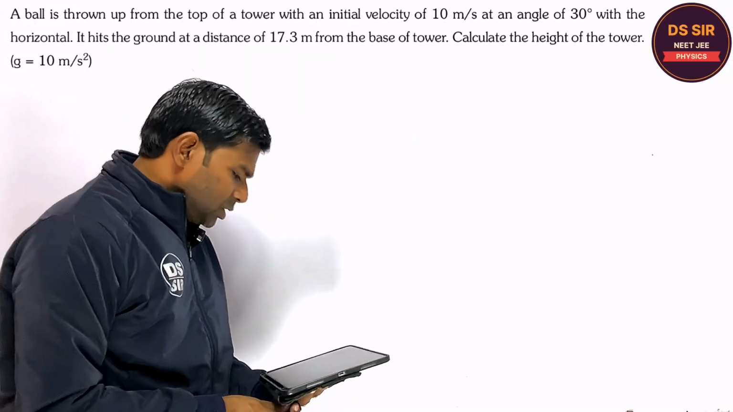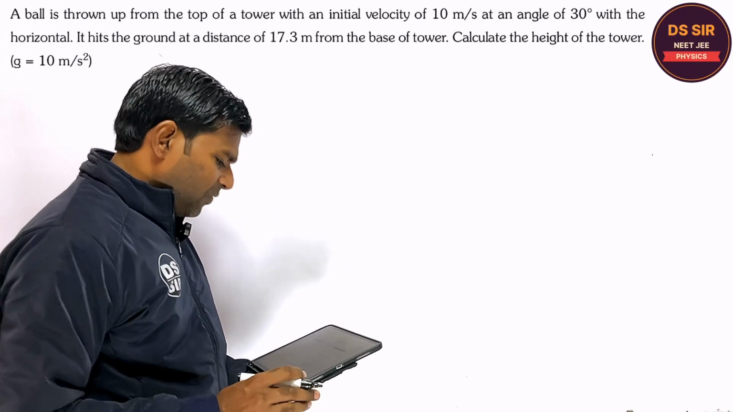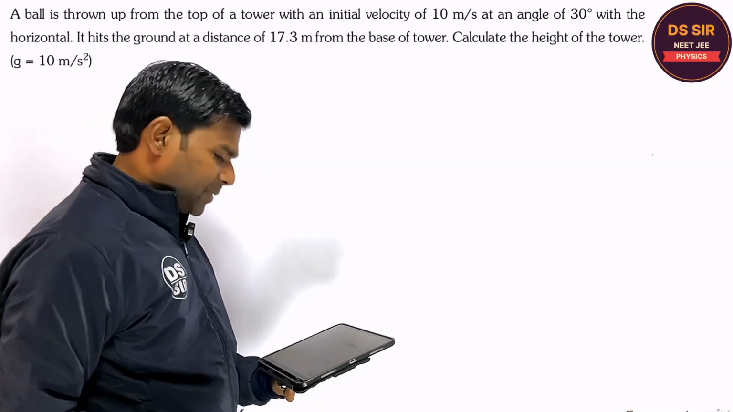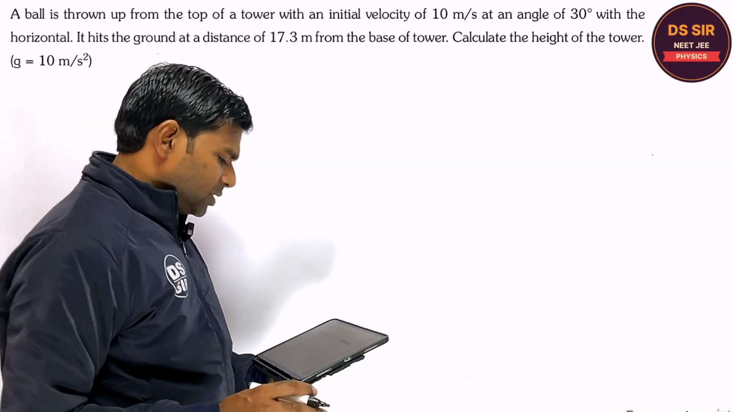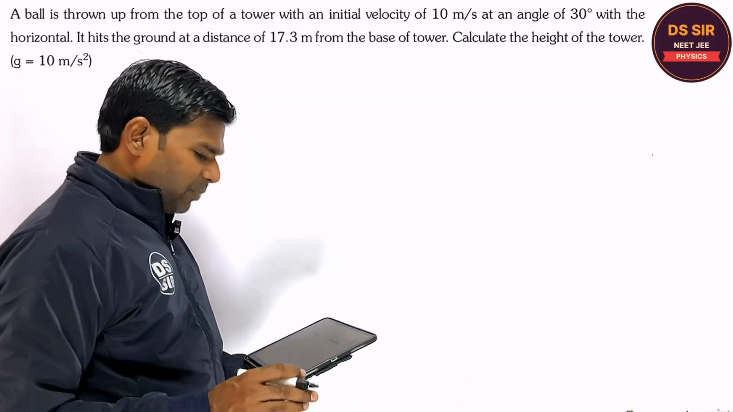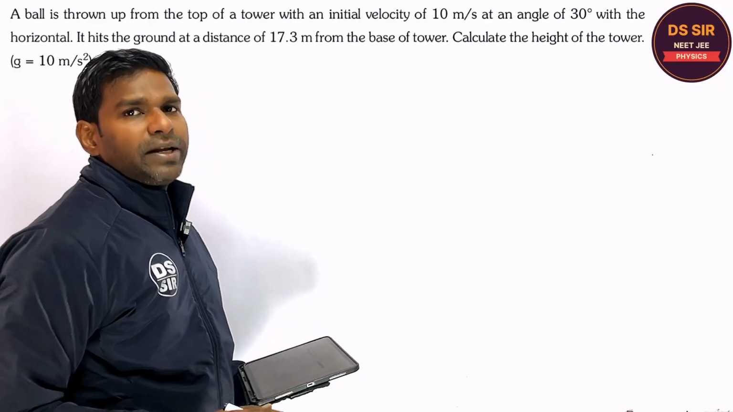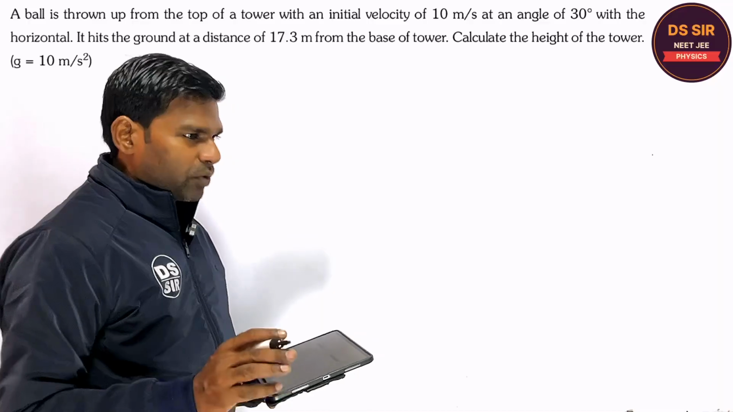So in the next question, a ball is thrown from the top of a tower with initial velocity 10 meter per second at angle 30 degree with horizontal. It hits the ground 17.3 meter from the base of the tower. You have to calculate the height of the tower.